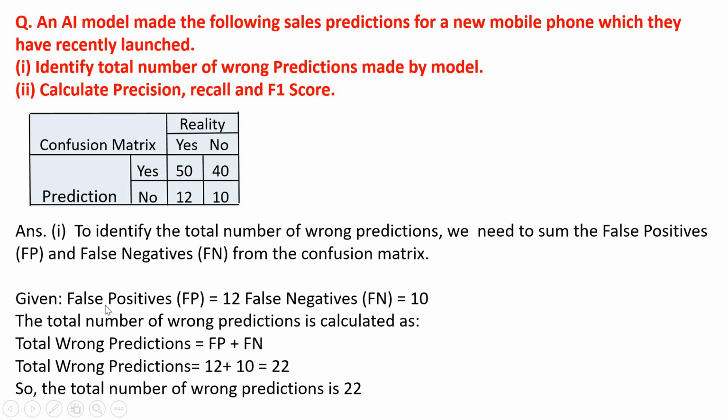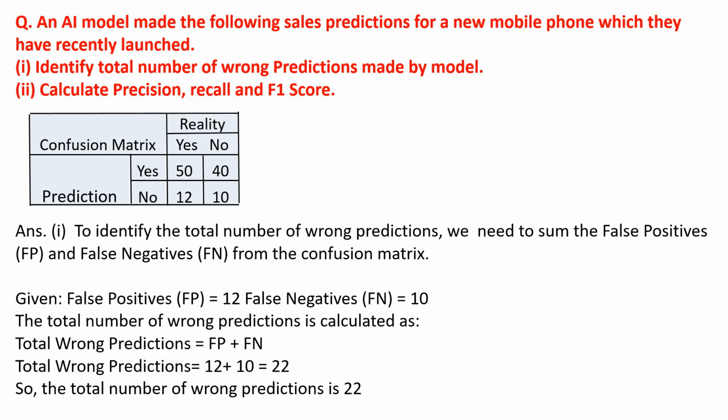So from here we find false positive becomes 12, and false negative becomes 10. So total wrong predictions is equal to FP plus FN. False positive plus false negative becomes 22. So total number of wrong predictions is 22. So such kind of sums will be given to you in your exam, students.